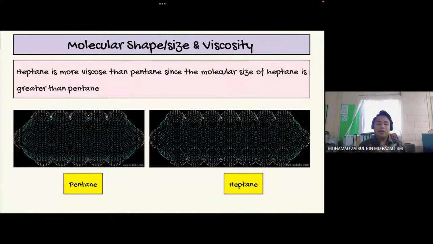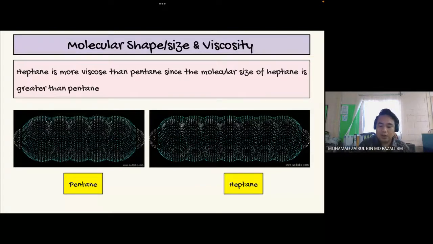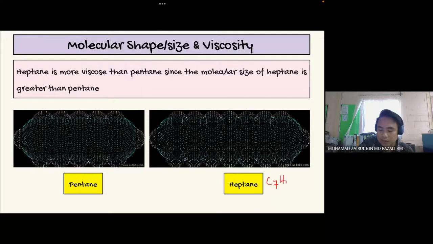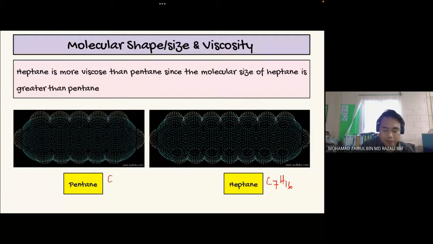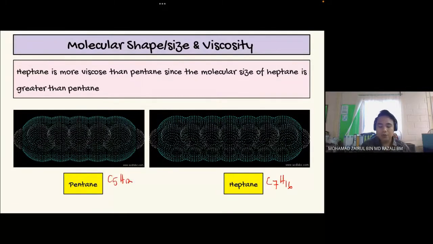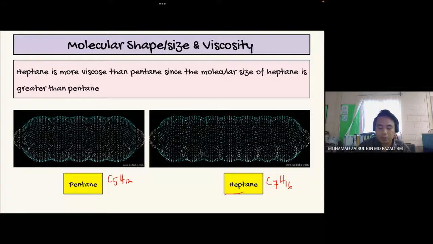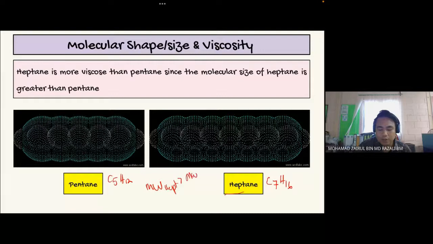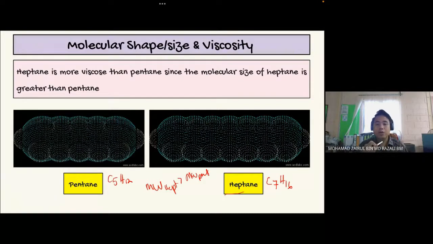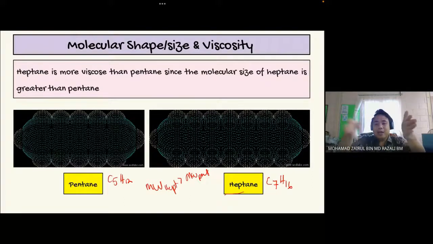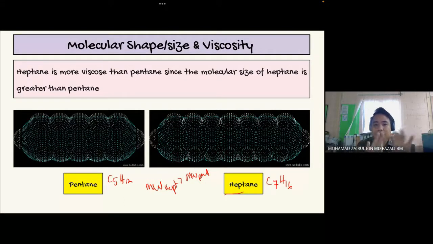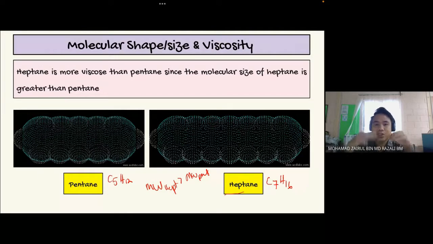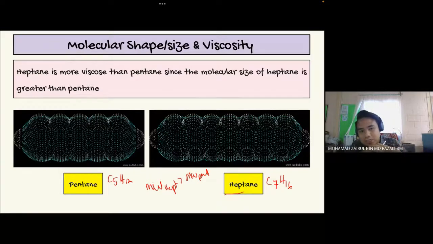Okay, so heptane is more viscous. Okay, heptane ni adalah alkane yang ada 7 carbon. So C7H16. Pentane is an alkane with 5 carbon lah, C5H12. Okay, if you compare these two, we can see that the molecular weight of heptane is greater than the molecular weight of pentane. So higher molecular weight, maknanya heptane ni lagi banyak karbon, lagi panjang molekul. So lagi panjang molekul tu maknanya the point of contact dia makin besar. So kalau point of contact dia makin besar, dia lagi susah nak pass through each other.